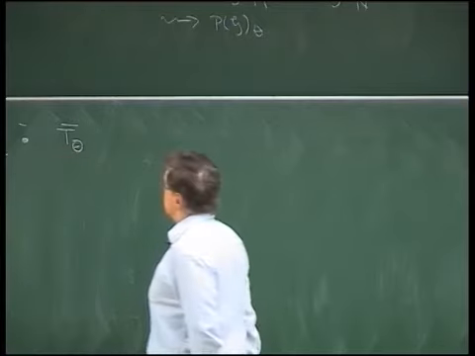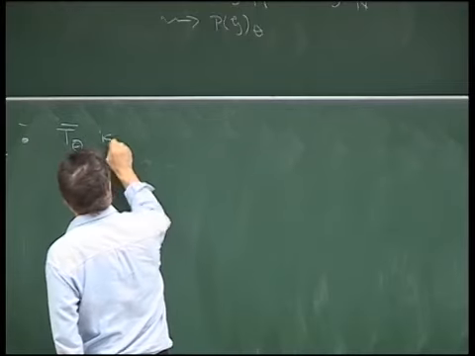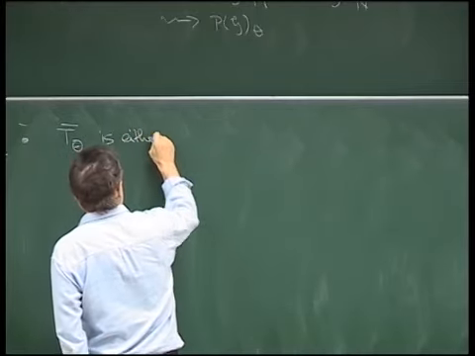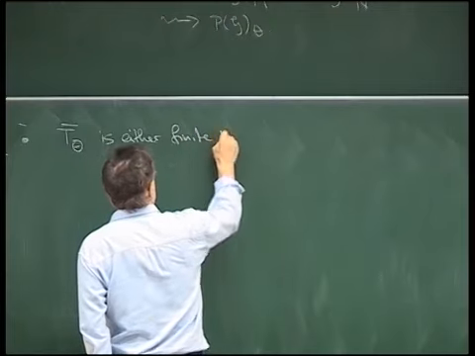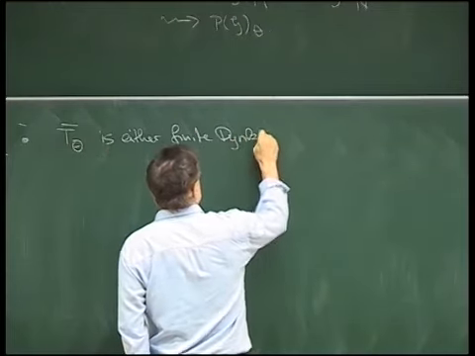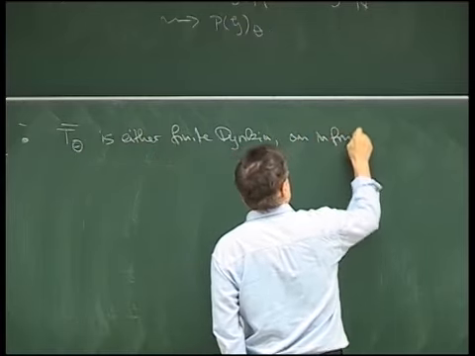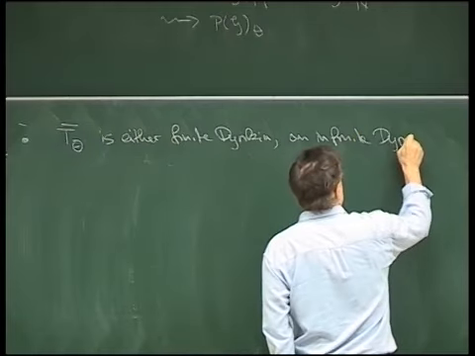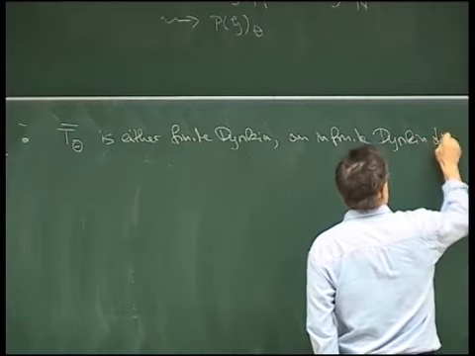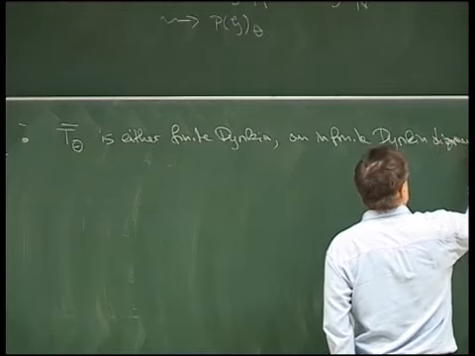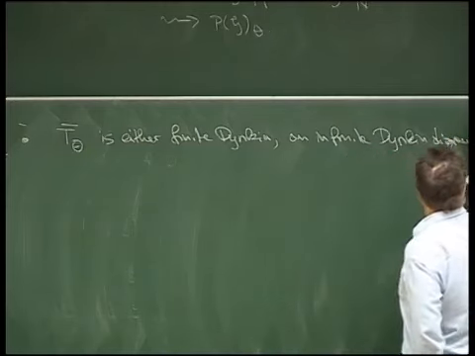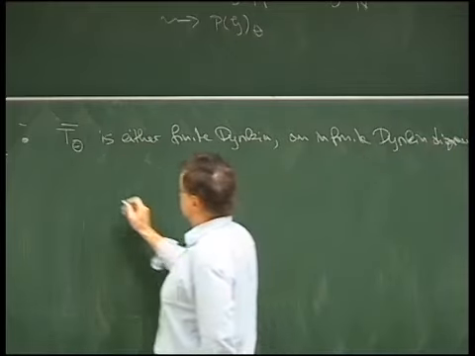This tree class T theta is either a finite Dynkin diagram, an infinite Dynkin diagram, so one example we have seen, one other one we will see in a moment, or a Euclidean diagram.